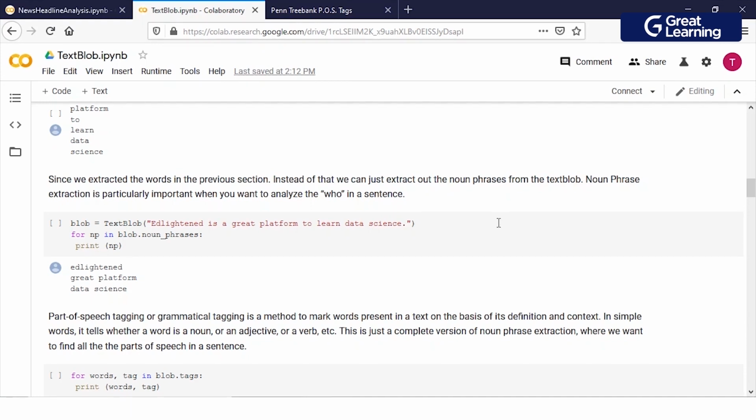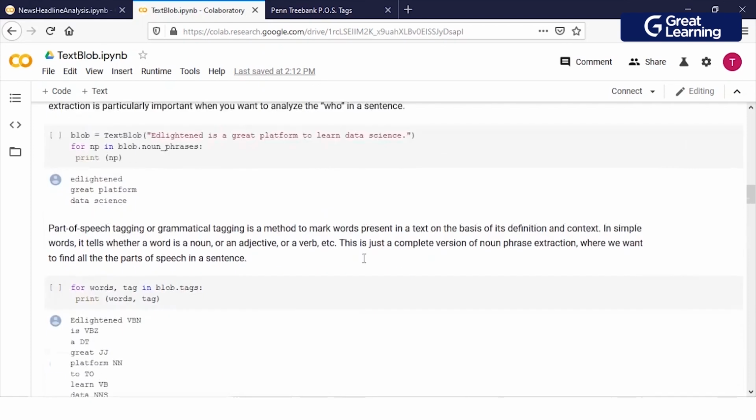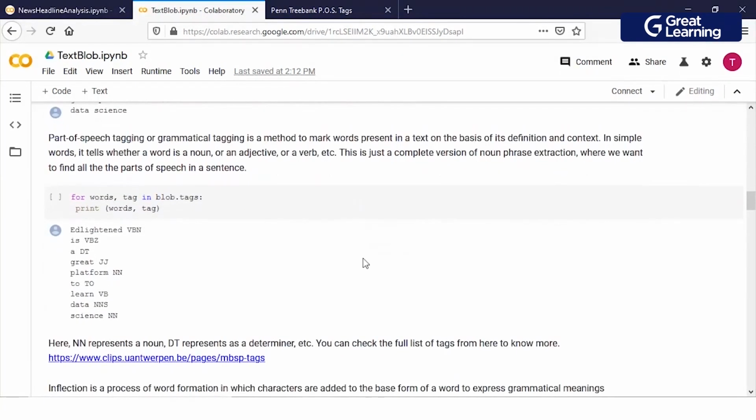Going forward, it's quite simple. After that, I picked a great platform. I went around and I did some tagging. So this is what I want to talk about, parts of speech tagging. In the part of speech tagging, what you have seen is, it tells you what these things are. It tells you what Enlightened is a great platform. So I've done the tagging for all of them.